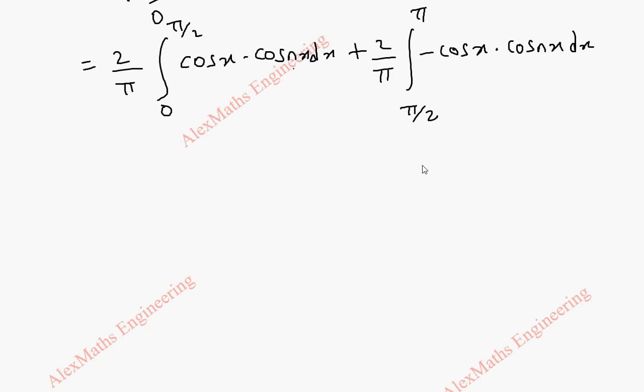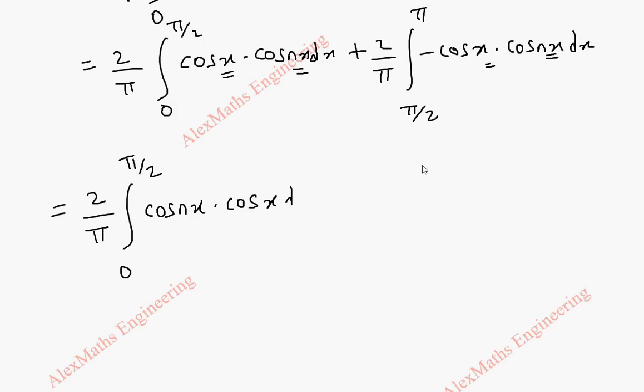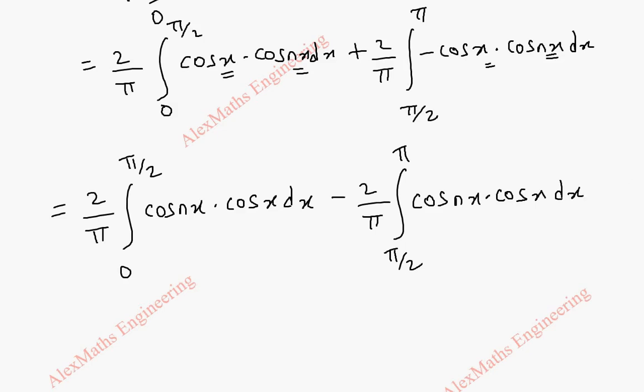Now always we rearrange this, we keep nx as the first term. So better, let's rewrite this. That is 2 by pi integral 0 to pi by 2 cos nx into cos x dx minus 2 by pi integral, we have the limit now from pi by 2 till pi, cos nx into cos x dx.